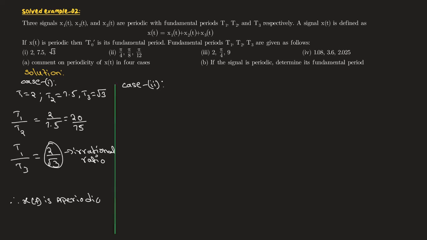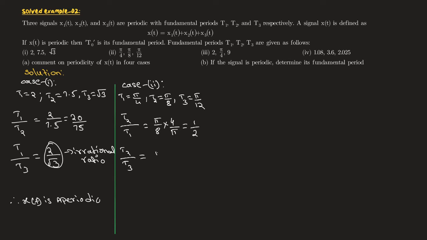Next, in the second case, the fundamental periods are defined as T1 is equal to pi by 4, T2 is equal to pi by 8, T3 is equal to pi by 12. Again, get the ratios by considering any one fundamental period in the numerator. Intentionally, I am considering T2 in the numerator. So get the ratios T2 by T1 and T2 by T3. T2 by T1 is equal to pi by 8 divided by pi by 4. That I am taking as pi by 8 into 4 by pi. So this is equal to 1 by 2.